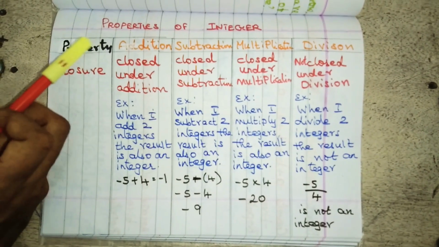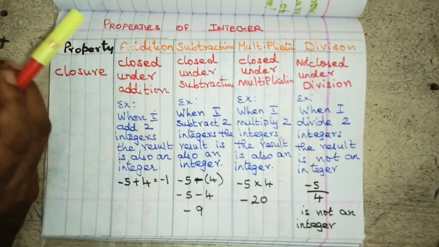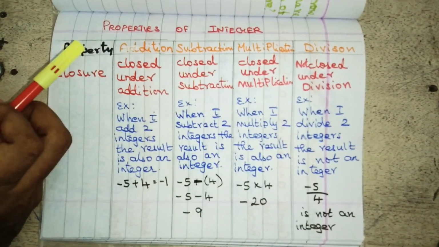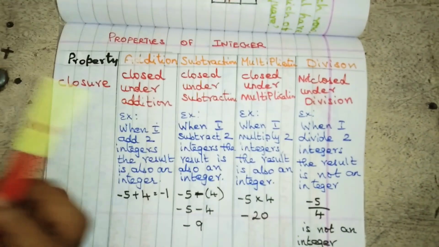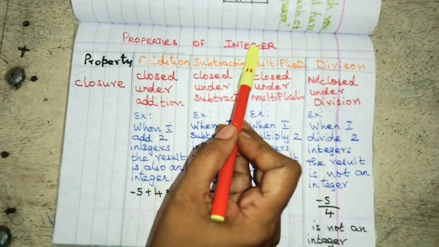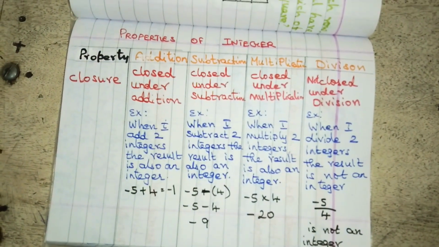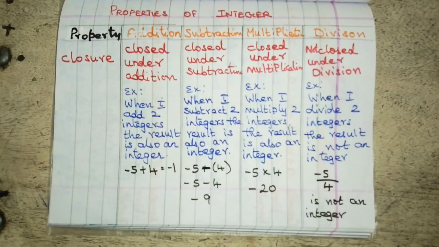The previous sessions we saw about the introduction of integers and exercise 1.1. Today I'm going to just brief you about the properties of integers. The first property which you are going to see is a closure property.